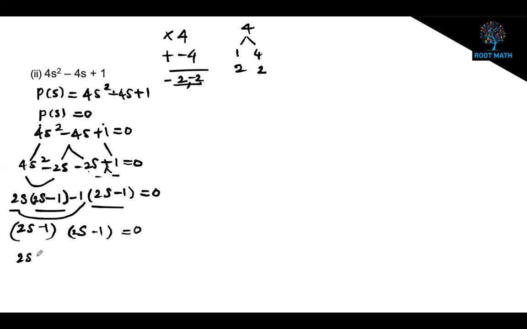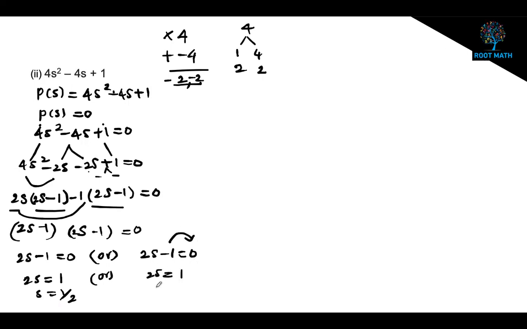Here, first bracket equal to 0 or second bracket equal to 0. 2s is equal to 1, which is s is equal to half because this 2 will come to the denominator. Or 2s is equal to 1. The negative 1 will go to the other side as positive, so 1 over 2. Yeah, that means your zeros both are equal. Alpha is equal to half and beta also equal to half.